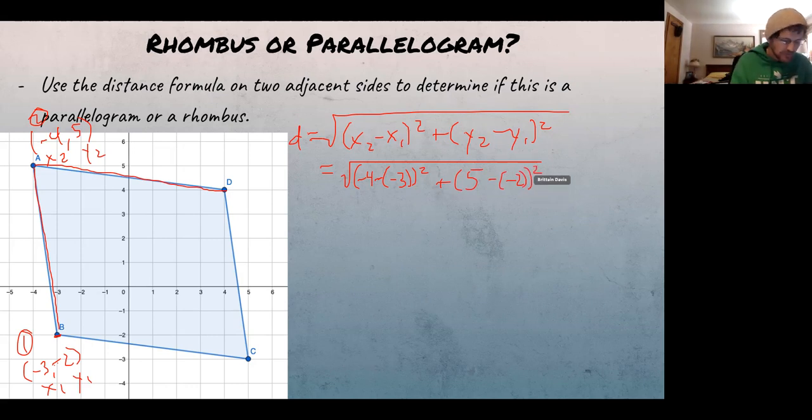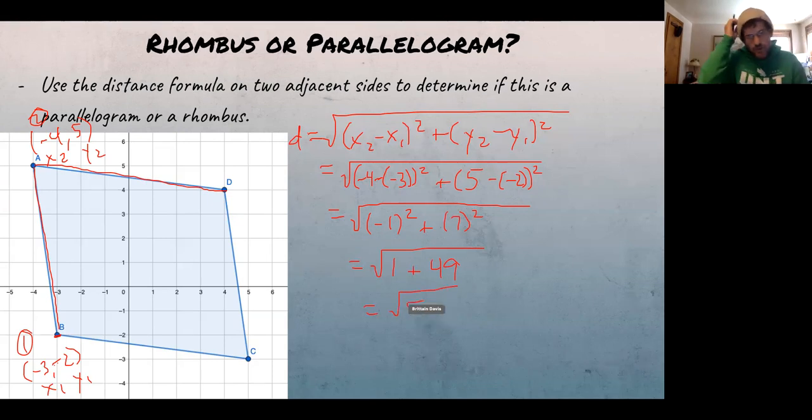squared. So now I get the square root of, let's see, -4 minus -3. Well, that's -4 plus 3, which is -1. Plus 5 minus -2, that's the same as 5 plus 2, which is 7. So at this point, I've got the square root of -1 times -1 is +1, 7 times 7 is 49. And that gives me the square root of 50.